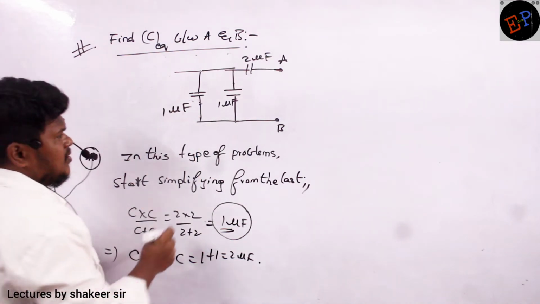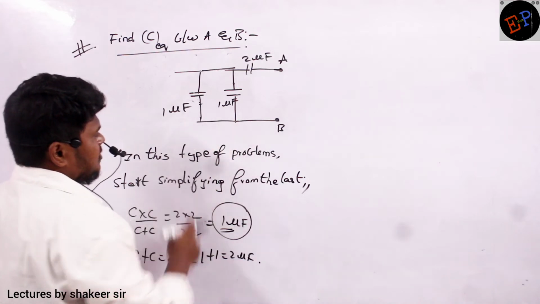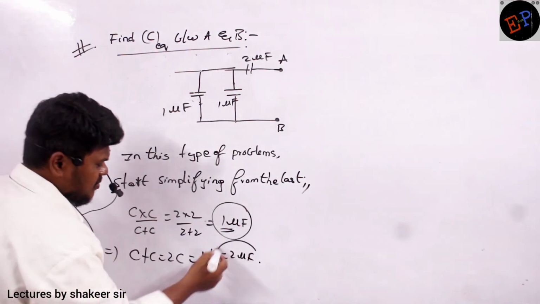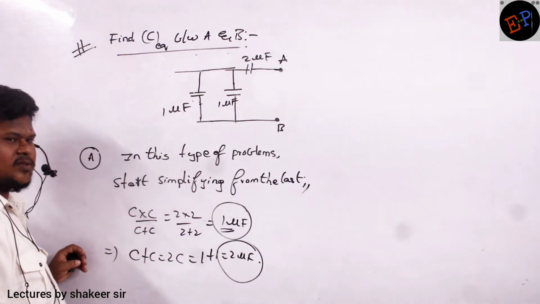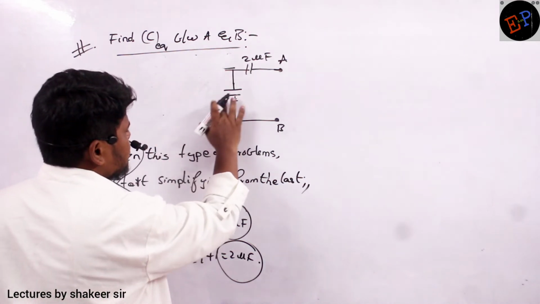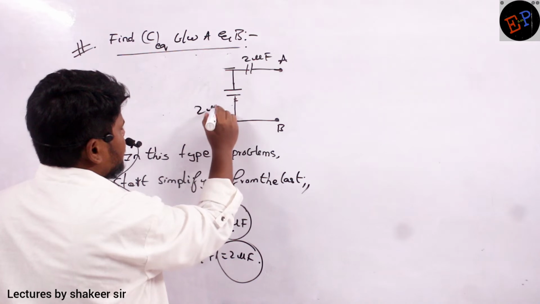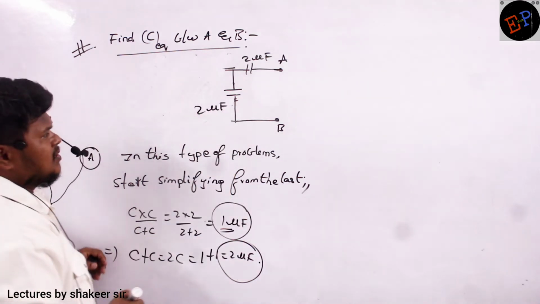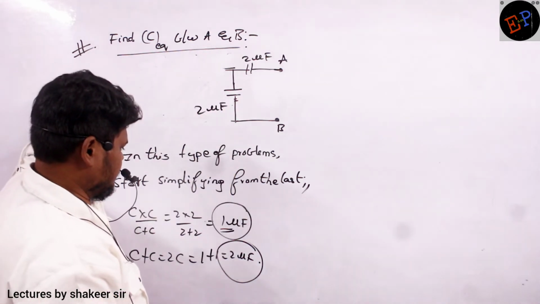Clear, no? Now I see that this one and this one are again in parallel. If they are connected in parallel, the equivalent capacitance is 2. So instead of these two, I will write a single capacitor whose capacitance is 2 microfarads. Clear, no? Correct only, no?